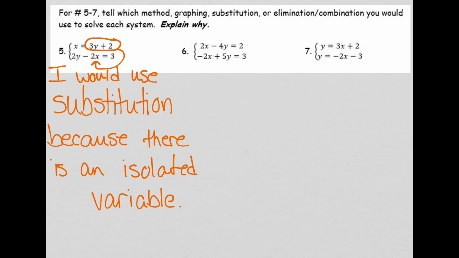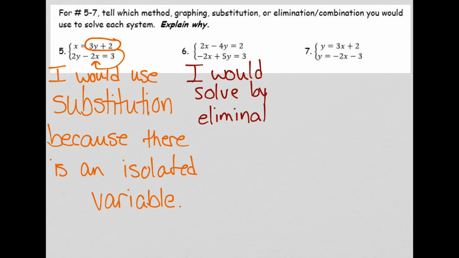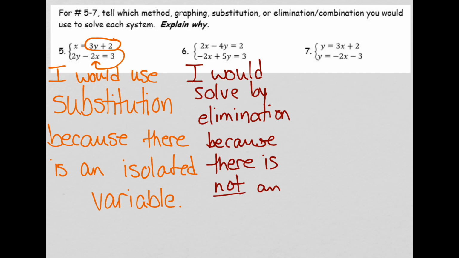So, you know. Okay, number 6. Do you see any isolated variables? No. So then you would solve by, that one is set up so great for elimination. I would solve by elimination because there is not an isolated variable. Now, you guys probably don't need to watch me write all that stuff out. We're going to just move on to the next one. But you get the idea.